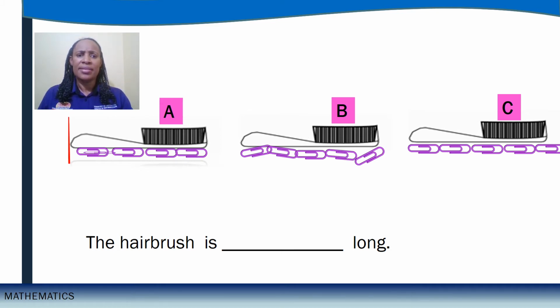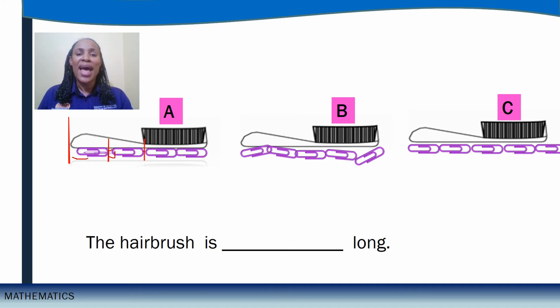Look at that. This paper clip is certainly not in line with the starting point. So there we have it, and look there again. There are spaces between these paper clips as shown here. So student A did not measure correctly. Boys and girls, if you stated those points, you are correct.